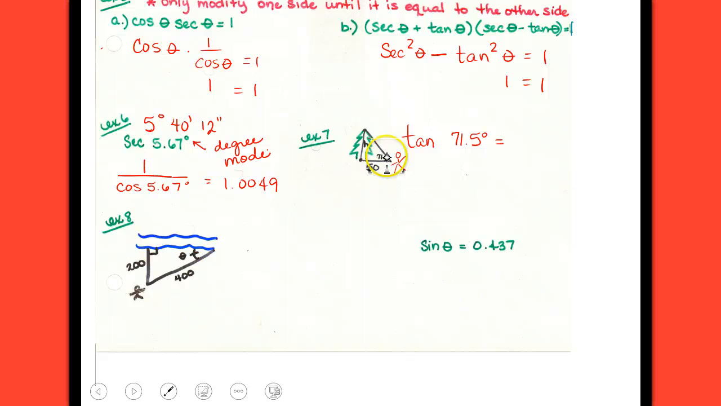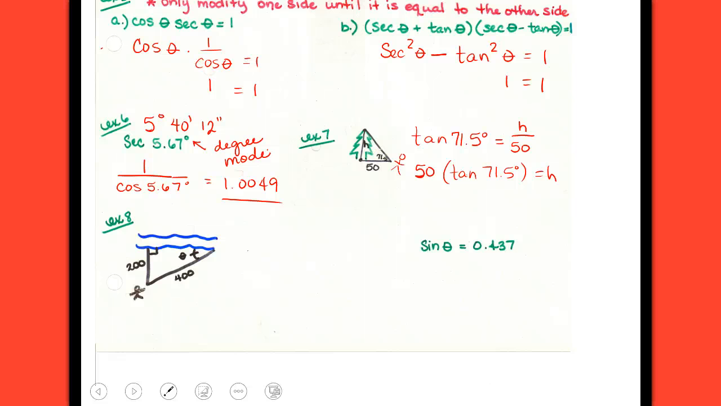So the tangent of 71.5 degrees would be equal to opposite. What's opposite? h over adjacent. What's adjacent? 50. So that's how I'll know which trig function to use to set it up. It's based on the information that I have in the problem. All right? So now we're going to get h by itself. So let's multiply both sides by 50. And then I can just throw that into my calculator.